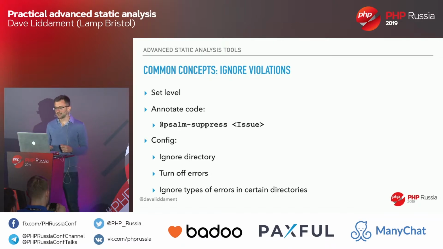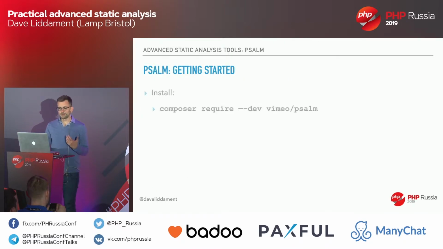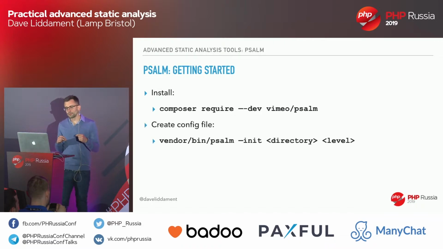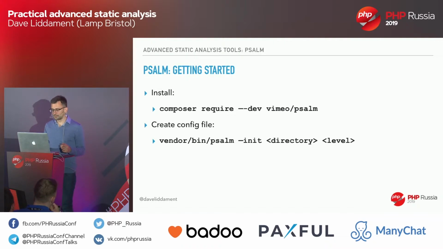So hopefully you're thinking, this tool sounds amazing. How do we get started? It's quite simple to install. You can just do composer require. All the tools have a config file where you give information like what rules it has to run at and where it can find the code. And to create the Psalm config file, you just use the --init option, and then you run it.